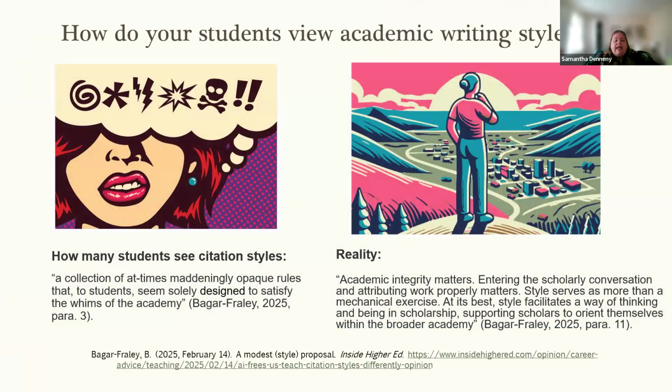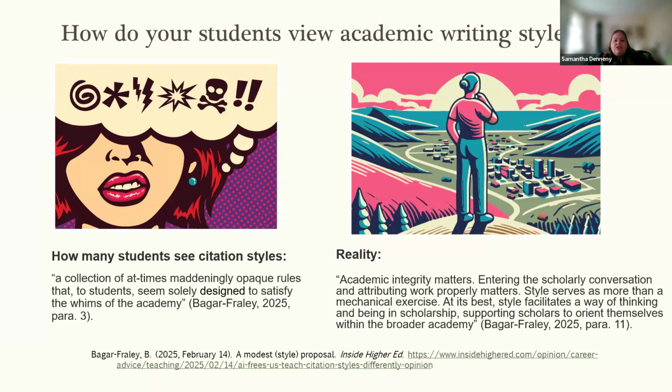I recently read a post in Inside Higher Ed called A Modest Style Proposal. And in it, the author said that students often see citation styles as a collection of at times maddeningly opaque rules that to students seem solely designed to satisfy the whims of the academy. And I'm sure this is not foreign to you all. I'm sure you talk to students who sometimes feel like APA style and APA style guidelines are not something that make a lot of sense.